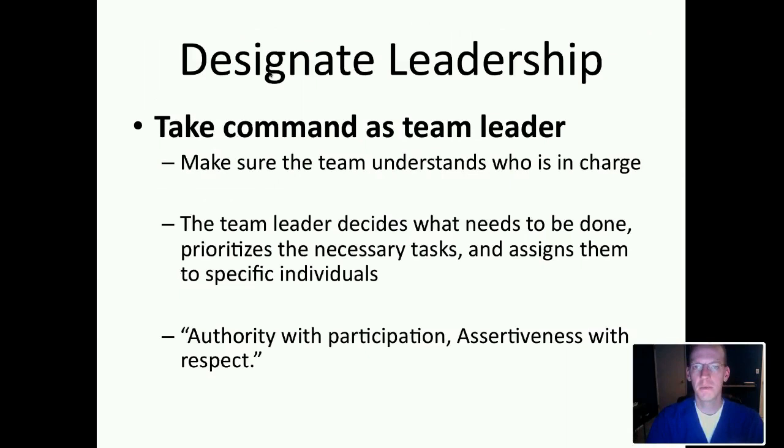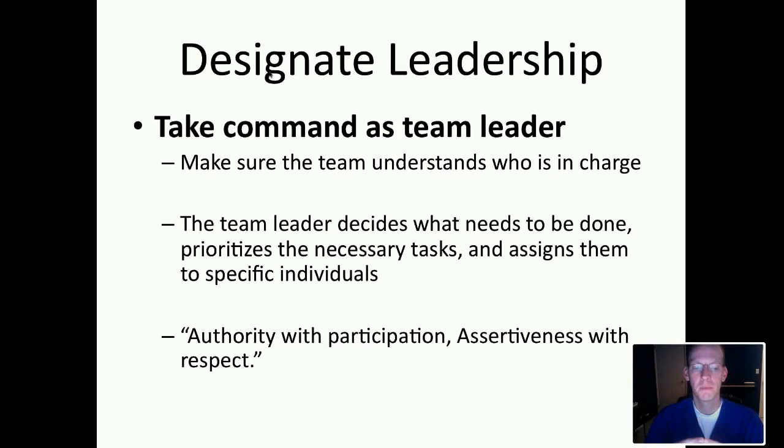It's important that you, as a leader, take command. Resuscitations go poorly when there's not a clear leadership structure. The team needs someone to follow. So you want to make sure that the team knows who's in charge if you're the leader. The team leader also decides what needs to be done, prioritizes the necessary tasks, and then assigns them to specific individuals, ideally the individuals that are most likely to accomplish your goals, meaning the most experienced person.